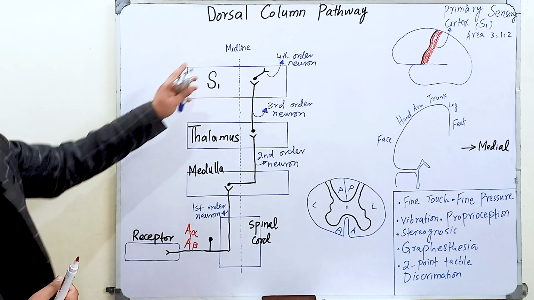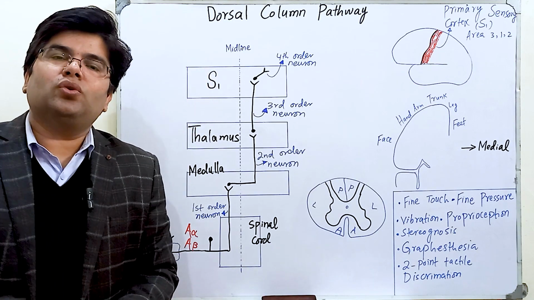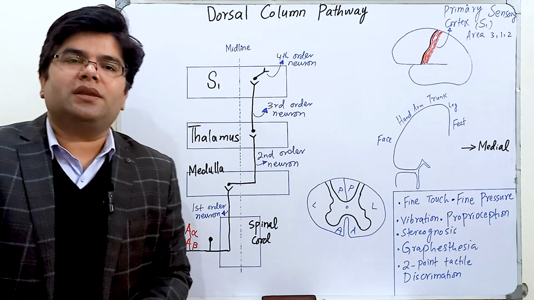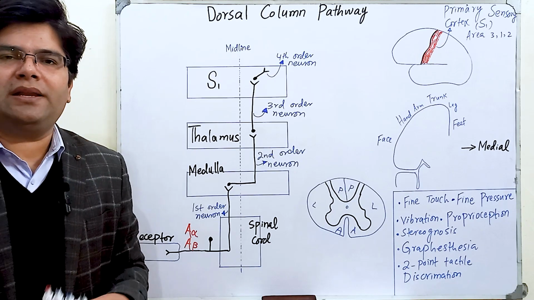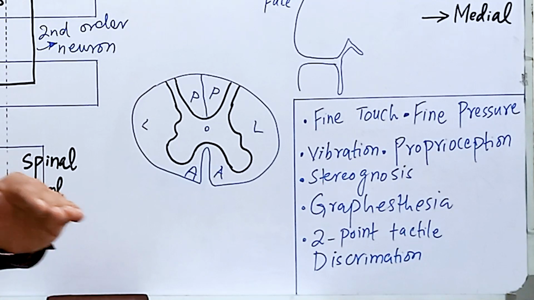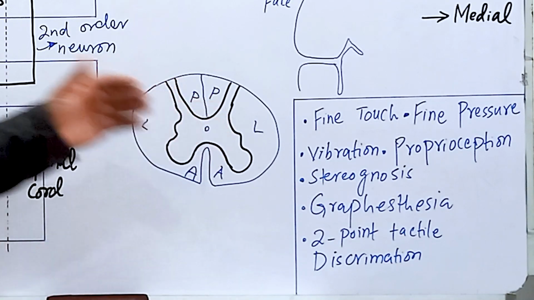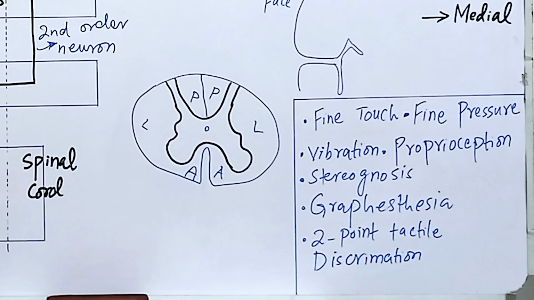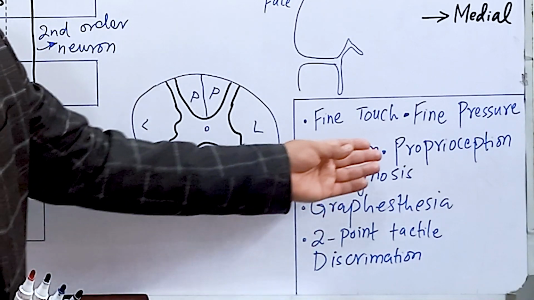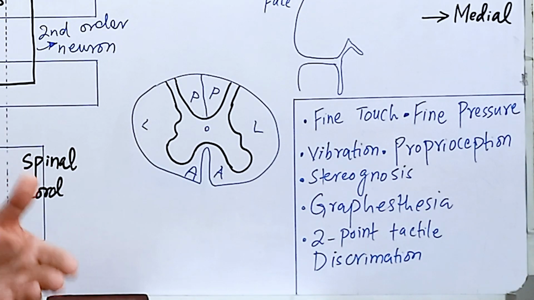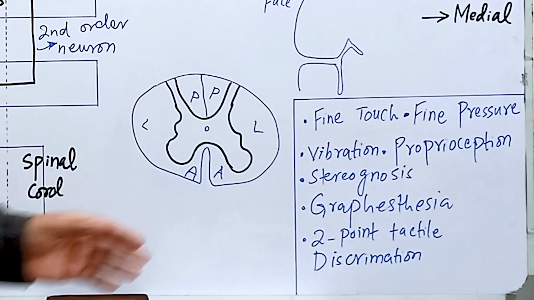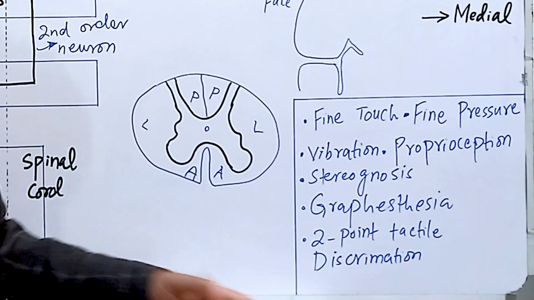And the sensations which are carried here in the dorsal column pathway are those sensations which are very finely localized, or which require perception of fine grades of intensity. For example, fine touch and fine pressure. So the slight change in the touch or pressure can be detected by the receptors present in this pathway. Similarly, vibrations, which are detected by the Meissner's and Pacinian corpuscles. Proprioception or the sense of position. Some important proprioceptors are Golgi tendon organs, muscle spindles, Pacinian corpuscle, and also the Ruffini's endings.